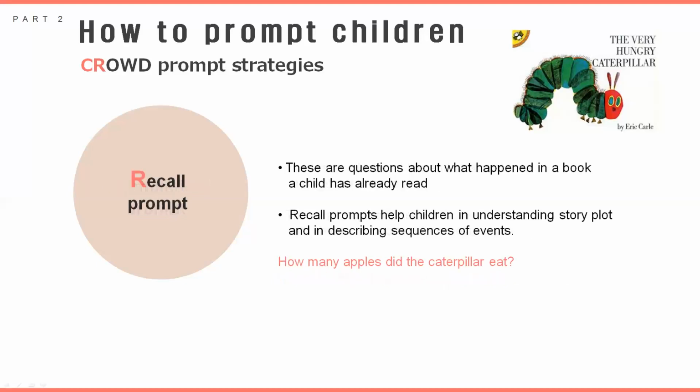And R is for recall prompt. These are questions about what happened in a book a child has already read. Recall prompts help children in understanding story plot and in describing sequences of events. So for example, how many apples did the caterpillar eat? It can be a little hard to remember and recall, but it's really helpful and helps them remember details of the story and engage children in the story.